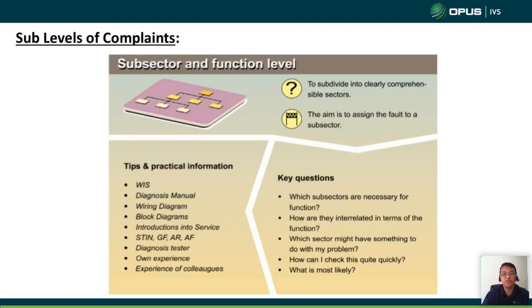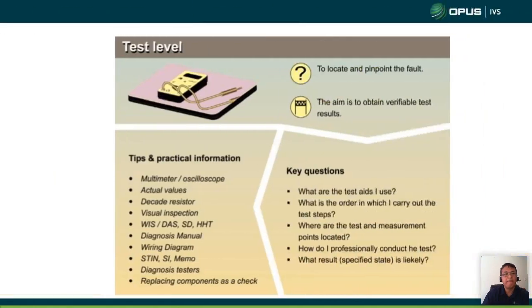So these are the key questions. Which subsectors are necessary for the function, how they are related in terms of the function, and which sector might have something to do with my problem. The aim is to assign the fault to a subsector, so it will narrow down your diagnosis.